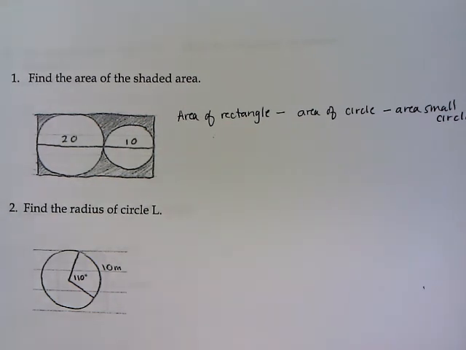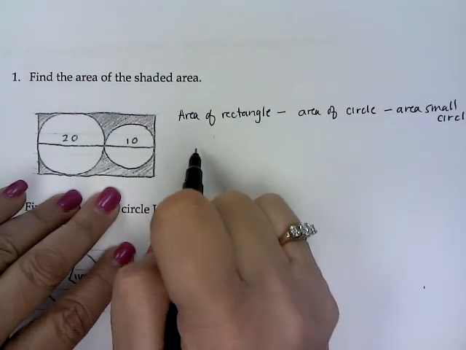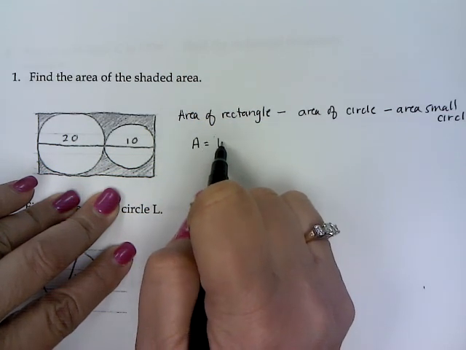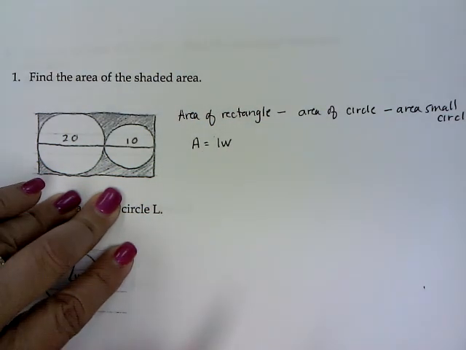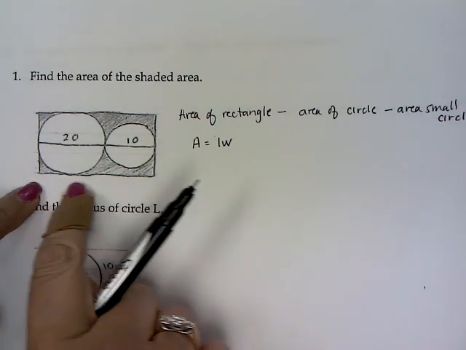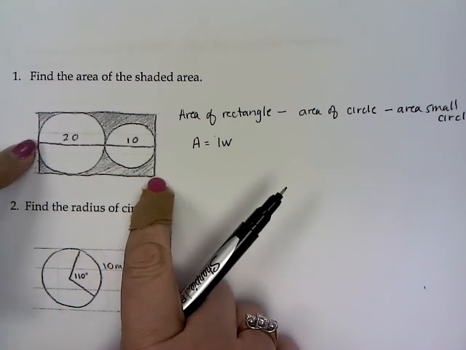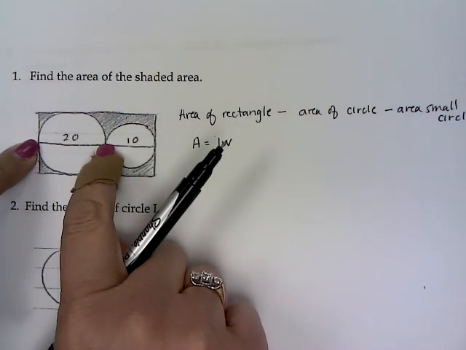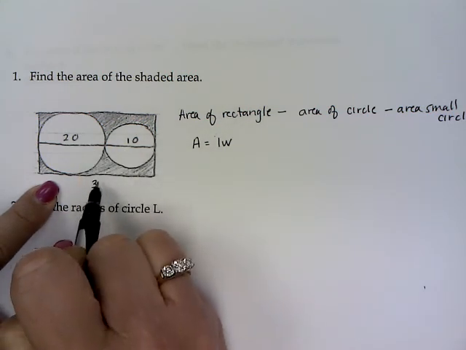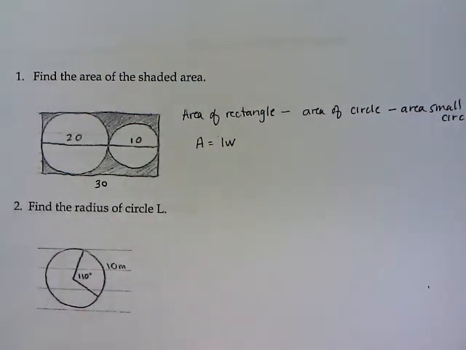First, to find the area of my rectangle: the area of a rectangle is length times width. With that, I'm going to need a length and a width of my figure. I know here that my length is going to be encompassed by the diameter of the first circle plus the diameter of the second circle. So my length here is going to be 30 across.